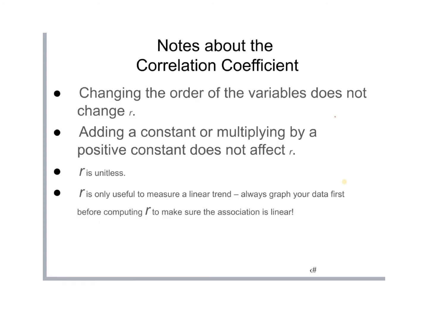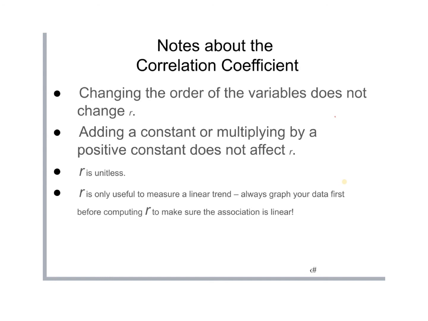Okay, so here are some notes for correlation coefficient. If you change the order of the variables, like if you just switch them all around, it's not going to matter because it's still going to plot right where it's supposed to go. Adding a constant or multiplying by a positive constant doesn't affect it. So let's say you have something in inches, but then you all of a sudden want to convert it to feet. So if you add, multiply, or divide every single value by that same amount, it's not going to affect the R value, right? The strength of it is not going to change.